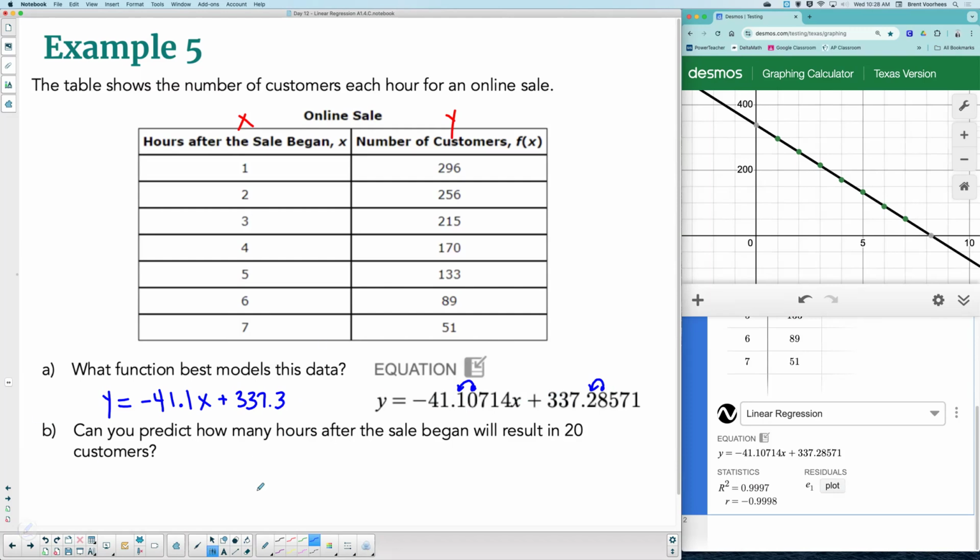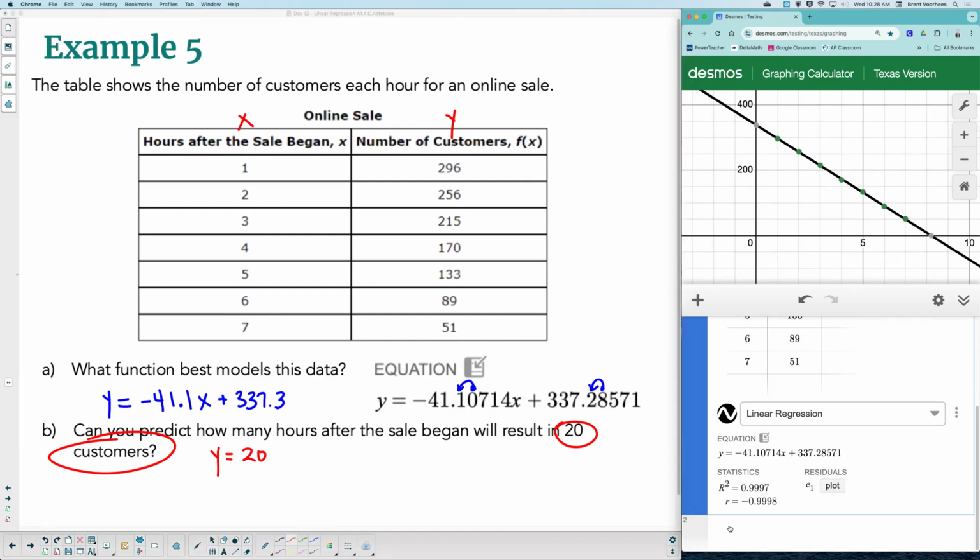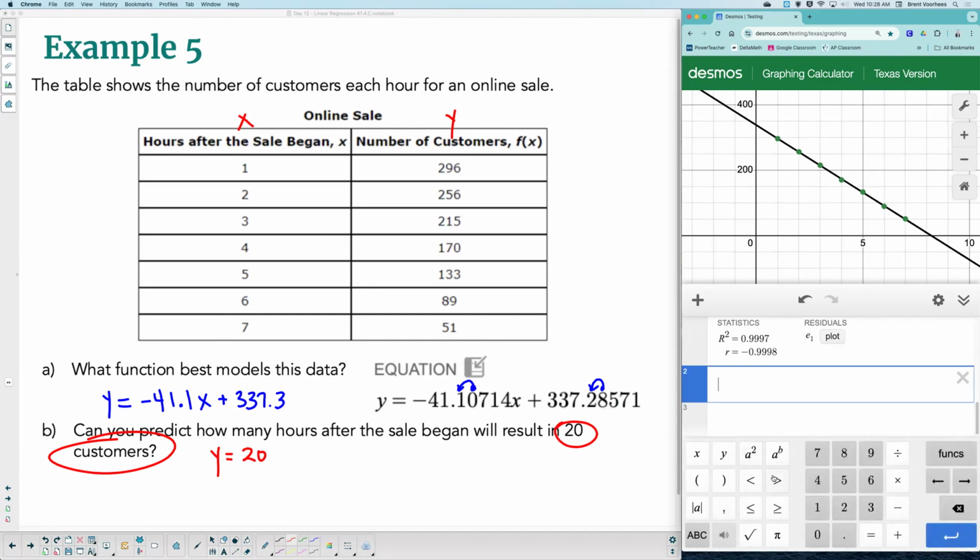Now it says, can you predict how many hours after the sale begins will result in 20 customers? I'm going to circle that up, 20 customers. Go to your table. Is customers the X or the Y? Customers is Y. That means 20 is Y. Does that mean my answer is Y equals 20? No. What do you do once you know it's Y equals 20? You type that in the graph. Go to your graph. Type in Y equals 20. When you type that in, click the button.